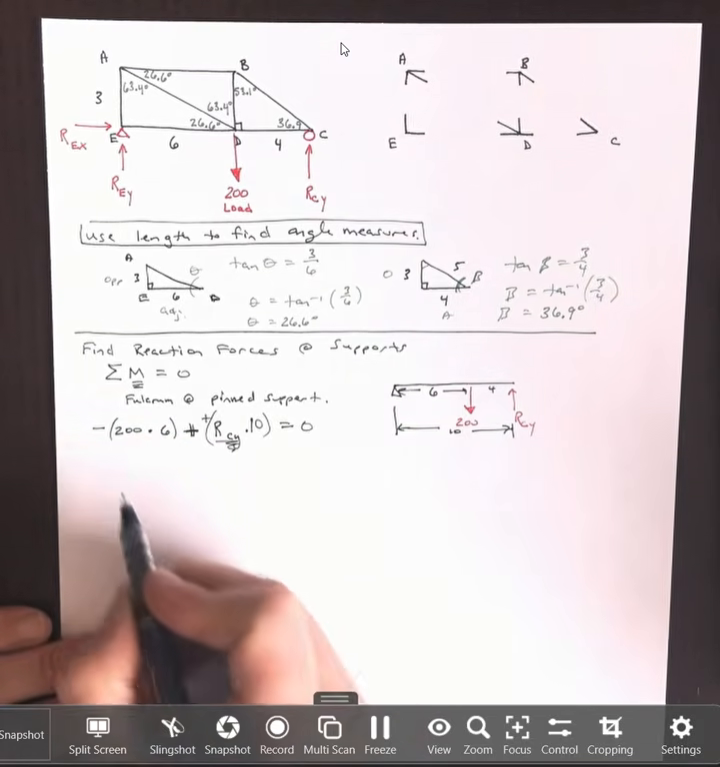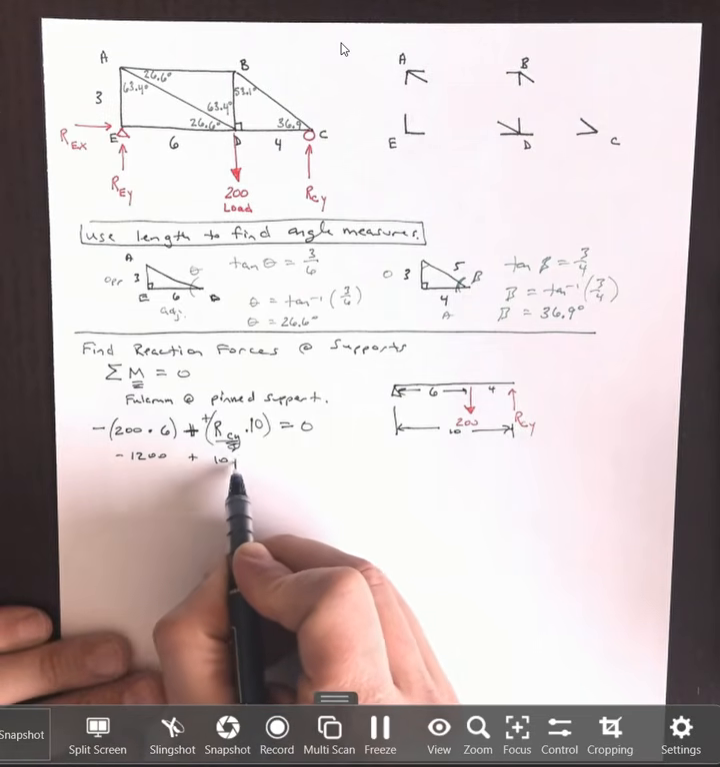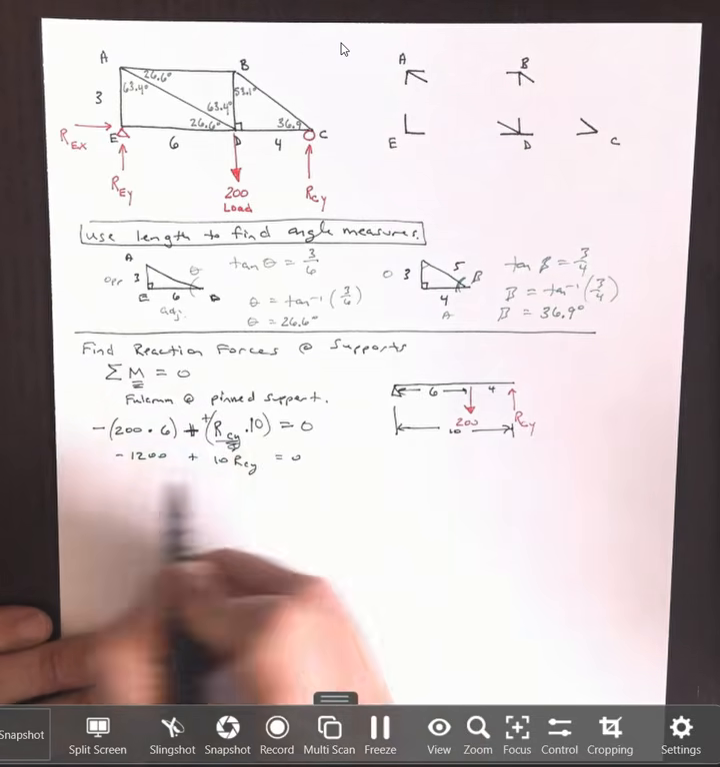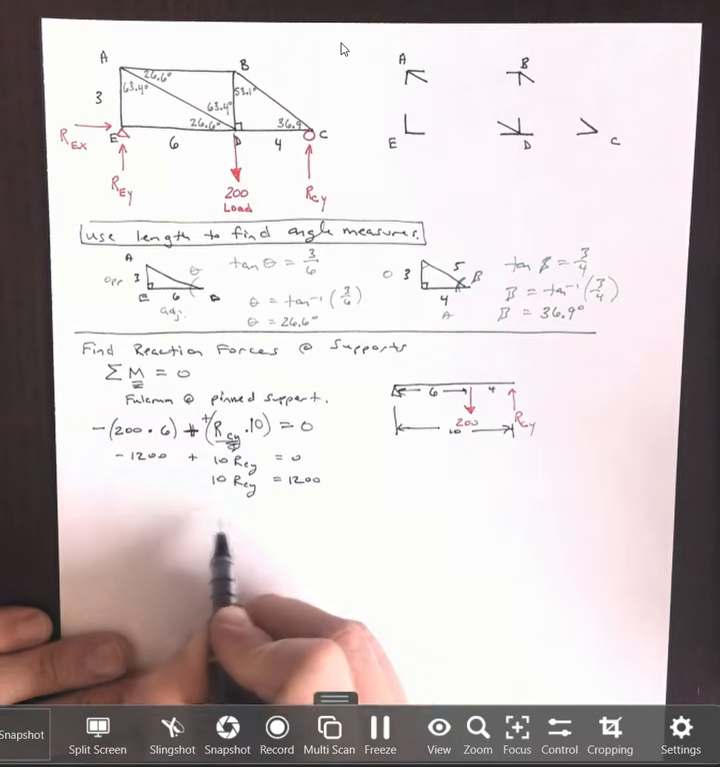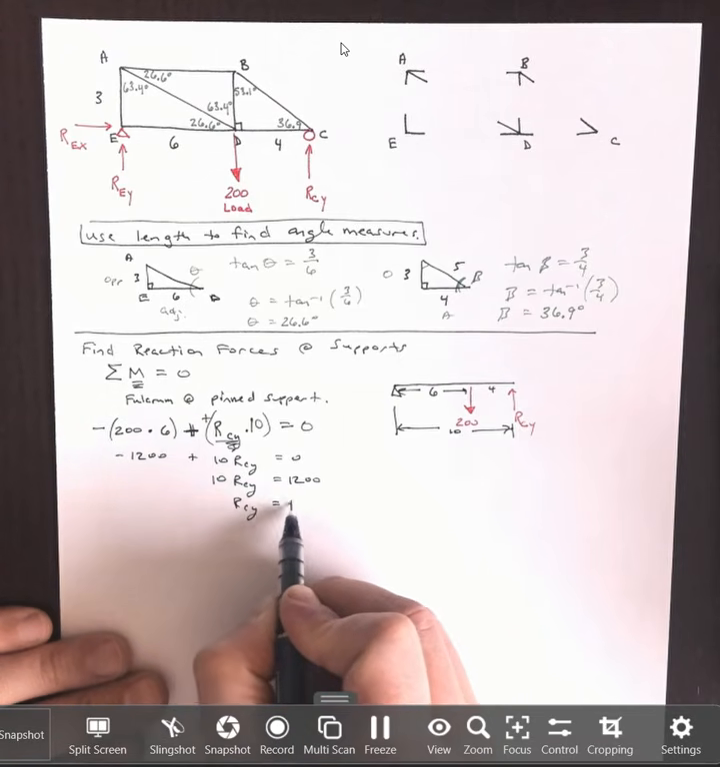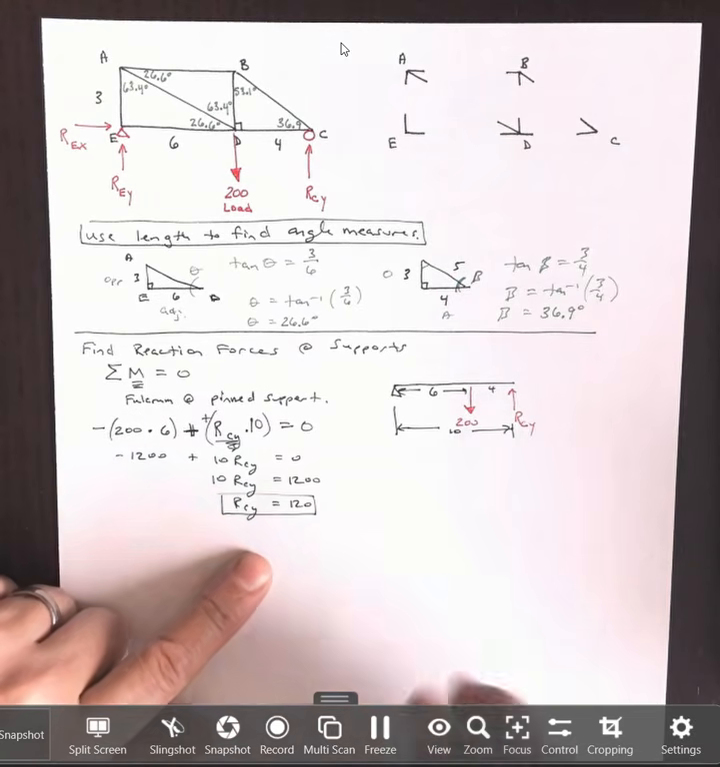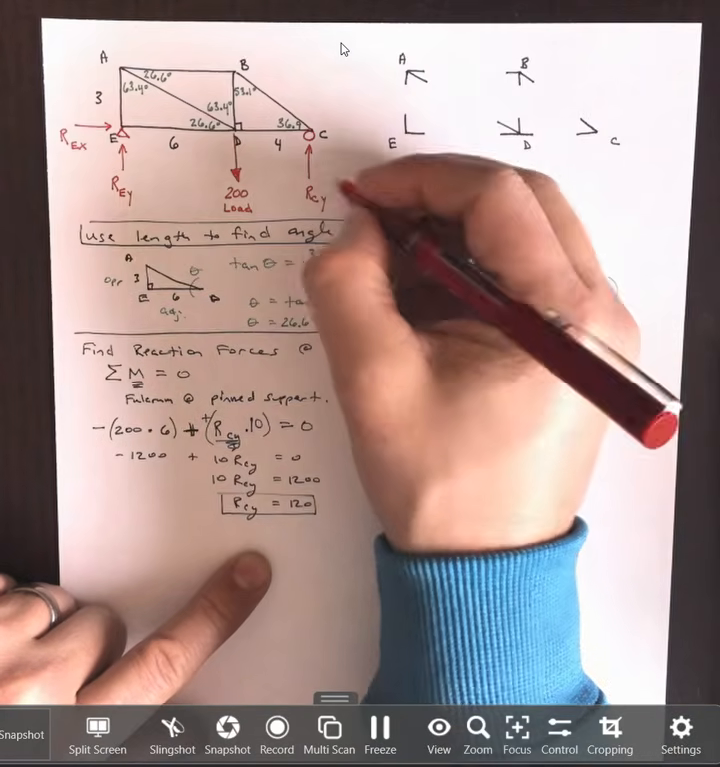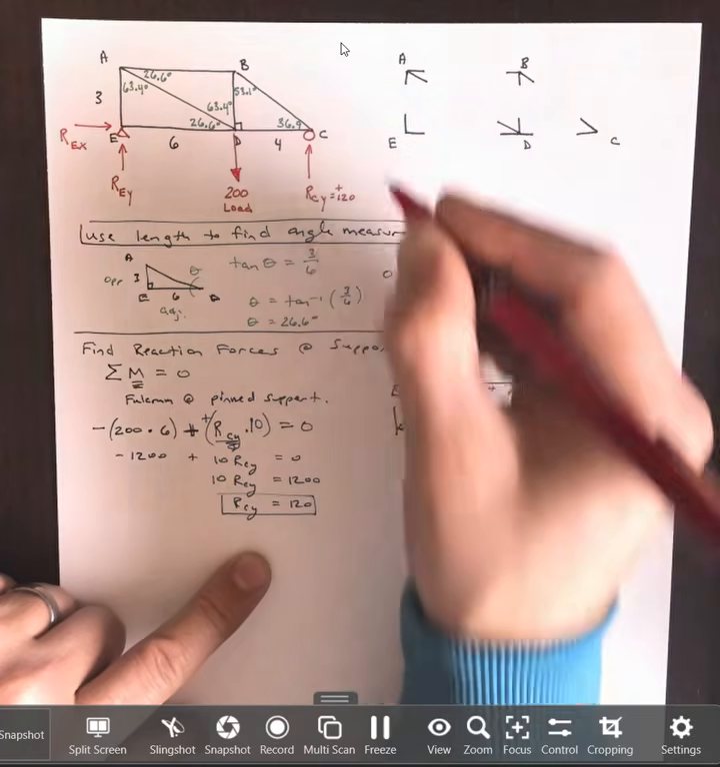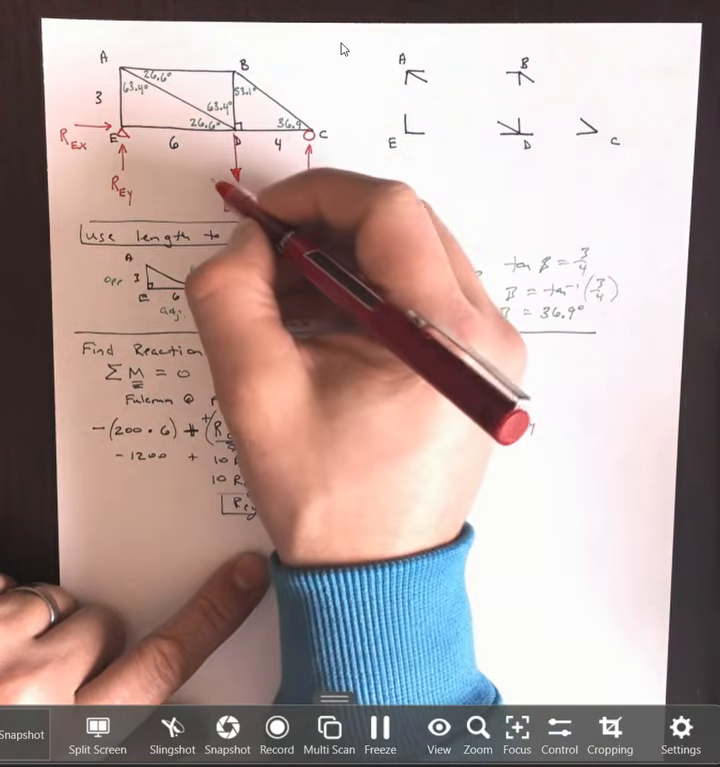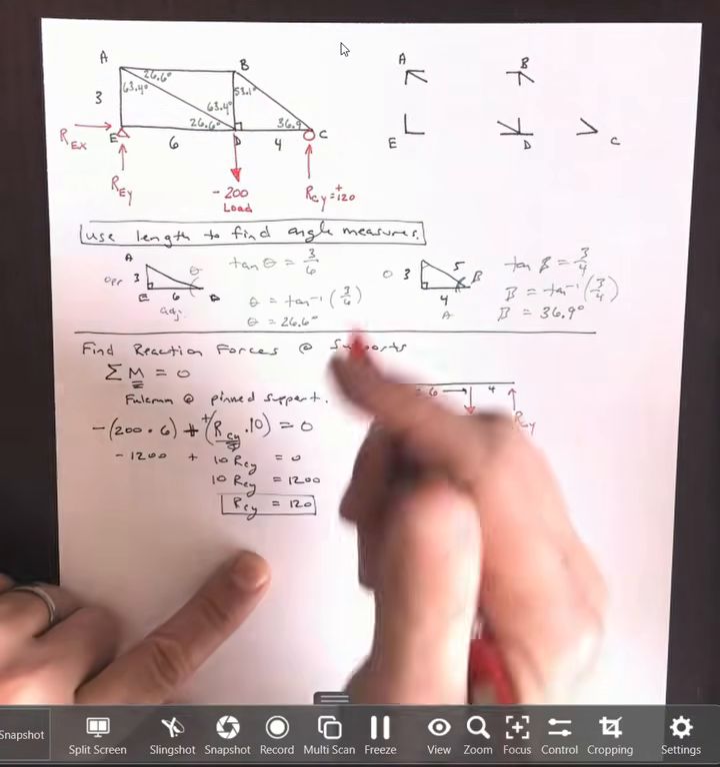And then I've got one of my reaction forces. So right here we have negative 1200 plus 10 times R_Cy. I'm going to add 1200 to both sides. I'm going to divide both sides by 10. And I've got the reaction force at C in the y direction. This right now is 120. And that's really a positive 120, vertically speaking, because it's up. This 200 is actually a negative 200 because it's down, if we're thinking vertically.